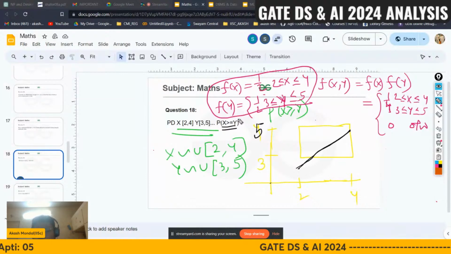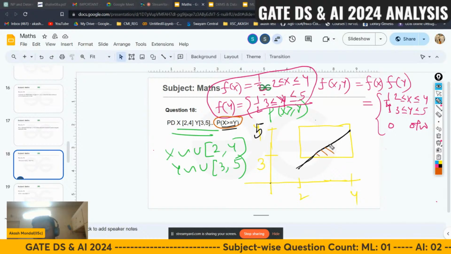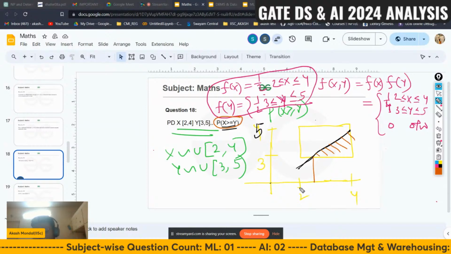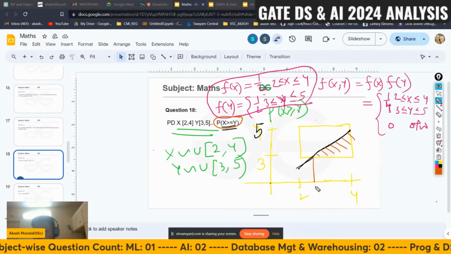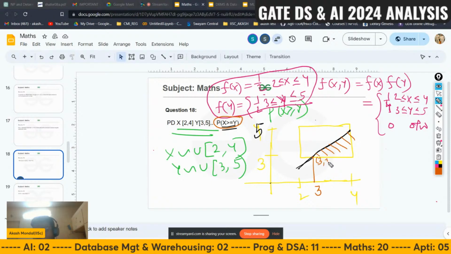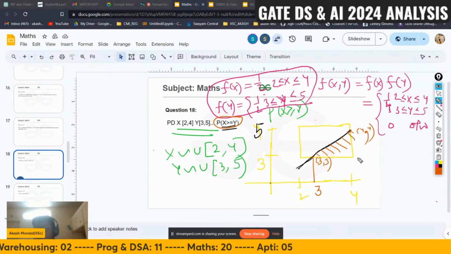Now they are asking us to compute the probability of x is greater than or equal to y. X is greater than or equal to y means this region, right? Now what is this point? This point is 3 comma 3. And what about this point? This point is 4 comma 4. Now you just need to compute this thing.